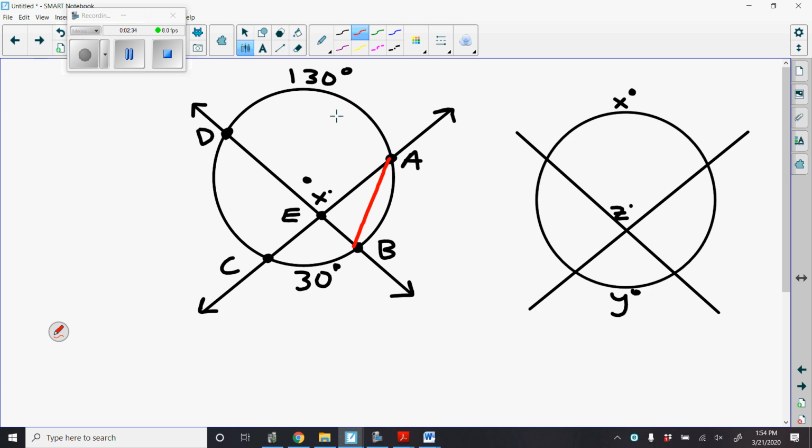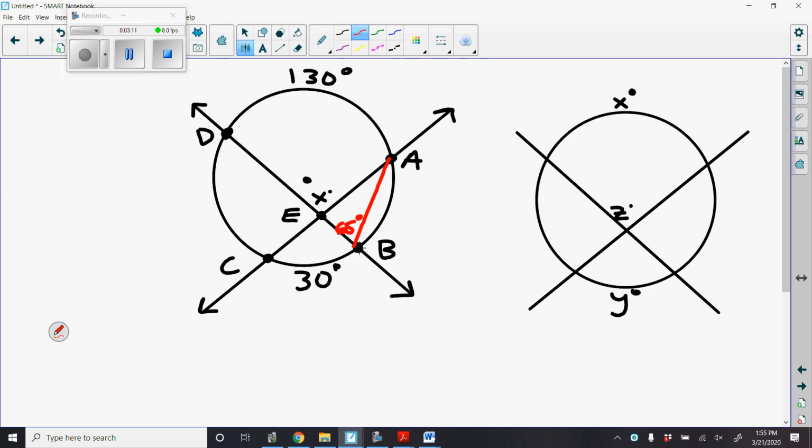We can see the arc that is intercepted by that is this arc up here, arc AD, which is a value of 130. Well, we know that angle equals bend divided by 2. So right away, I know this angle is half of 130. Half of 130 is 65. So I'm going to put 65 right here. But by connecting B and A, I didn't just make one inscribed angle, I actually made two inscribed angles.